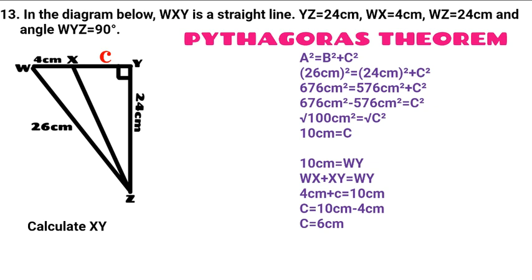Now remember I said that where it's written 24 centimeter, it is 26 centimeter, and the question should read as follows. In the diagram below, WXY is a straight line, YZ is equal to 24 centimeter, YX is equal to 4 centimeter, WZ is equal to 26 centimeter, and angle WYZ is equal to 90 degrees. That's how the question should read.